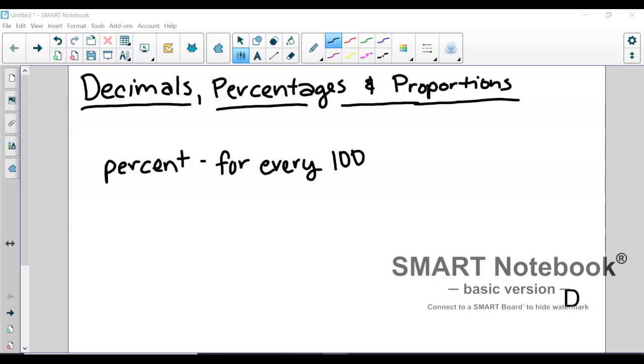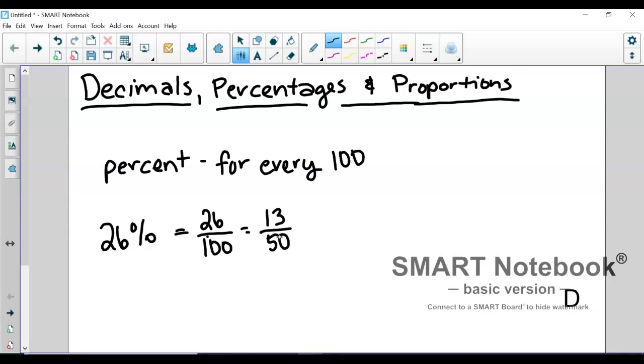So since a percent means for every 100, if we have 26%, then we could write that as 26 out of 100. And of course, 26 over 100 is going to reduce because you could divide both of those numbers by 2. So if you wanted to, you could also write this as the fraction 13 over 50 by dividing that top number by 2 and the bottom number by 2.